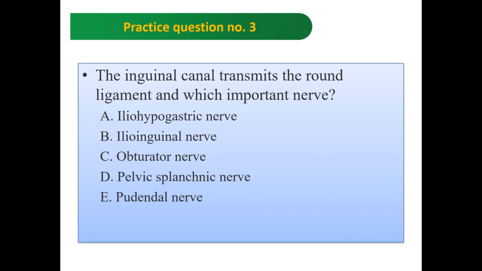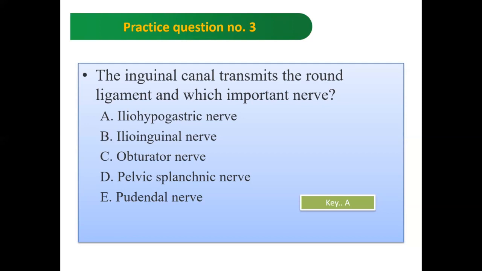Are you sure? The key is written as iliohypogastric. Why? The inguinal canal transmits the round ligament and which important nerve? Ilioinguinal nerve. Yes, I think it's also B, but it's written A. Okay, the answer is B, ilioinguinal nerve. So you are starting to be masters. I'm very happy. Thank you.